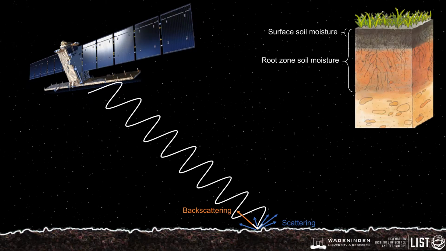Soil moisture can be measured using active microwave sensors. This works as follows. The satellite we're using actively emits waves with a wavelength of about 5 centimeters. These microwaves are scattered by the soil. The amount of energy scattered back to the satellite, called backscatter, depends on the surface soil moisture. The more water is stored in the top few centimeters of the soil, the higher the amount of backscattered energy. Using this method, soil moisture can currently be estimated over an area of about 1 square kilometer.